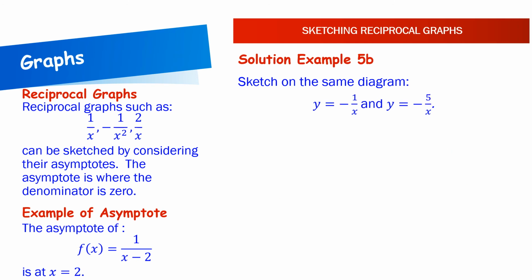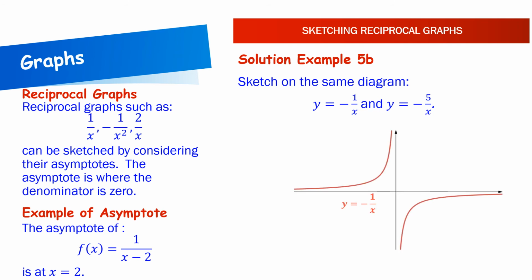And now let's have a go at example 5b. We are required to sketch on the same graph y equals minus 1 over x and y equals minus 5 over x. So here's y equals minus 1 over x, and here's y equals minus 5 over x.